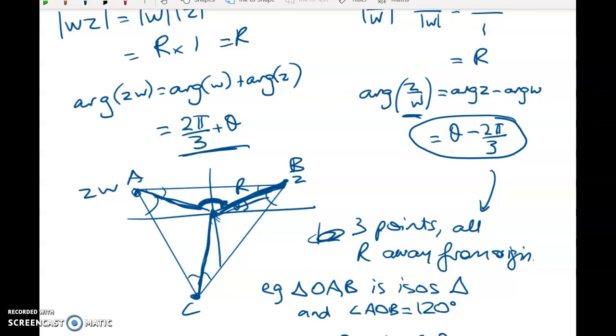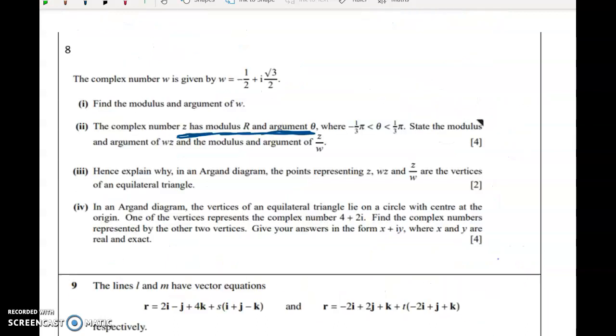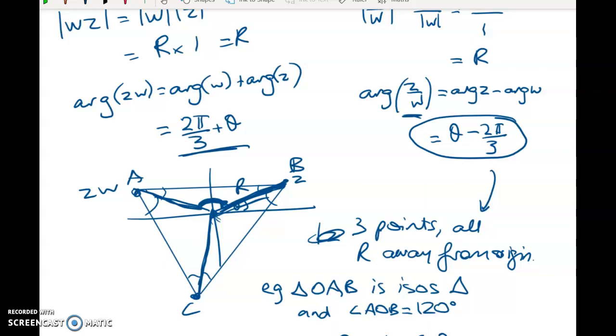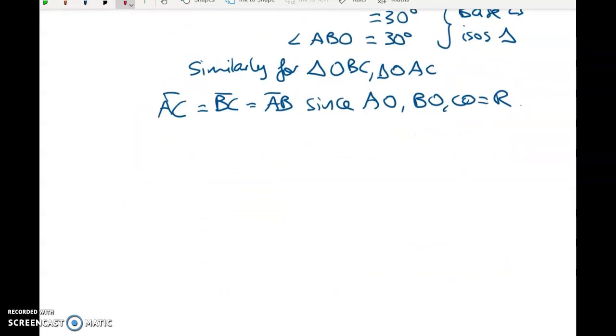Now then, the last part of this question was where we had to use it with a specific complex number, which is this one here, 4 plus 2i. We have to find the complex numbers represented by the other two vertices. And again, if you've got a good diagram here, it's really easy to go, oh, well, this first point here, this is 4 plus 2i. How do I find the other two? Well, I want to rotate by 120 degrees that way, so I need to go ZW. And then for this one, I'm going to have Z over W. So the other 2 points will be these.